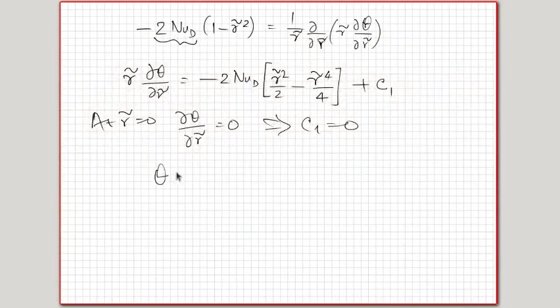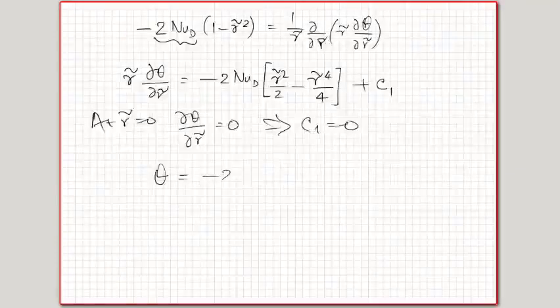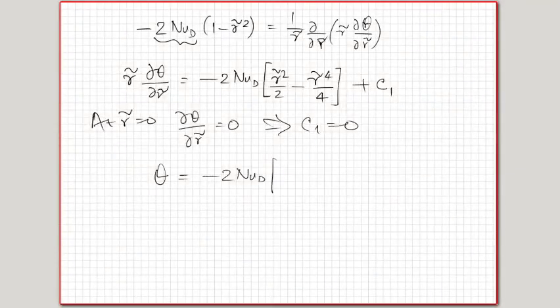So I get a theta. Theta will be equal to minus 2 NUD multiplied by... there is an R by 2 when I divide by the R; this R comes here, this R squared by 2 becomes R by 2. So when it is integrated, it will become R squared by 4 minus this becomes R cubed by 4. So it will become R to the power of 4 by 4 into 4 is 16. So R to the power of 4 by 16 plus C2. So this is your next constant you get.